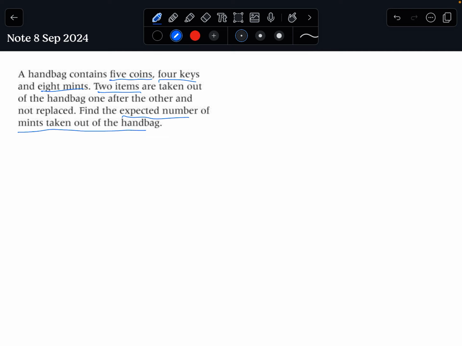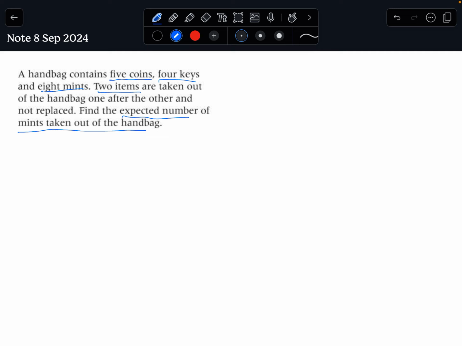Now the idea of this question is because there are many possible outcomes of you getting a mint. All right, and the number of mints that can be taken out from the handbag, they are all discrete variables, which in other words means that it's something that can be counted. We know the definition of discrete variable is it could be counted, is quantifiable. So we need to look at all these possible outcomes and to find the possible probabilities as well.